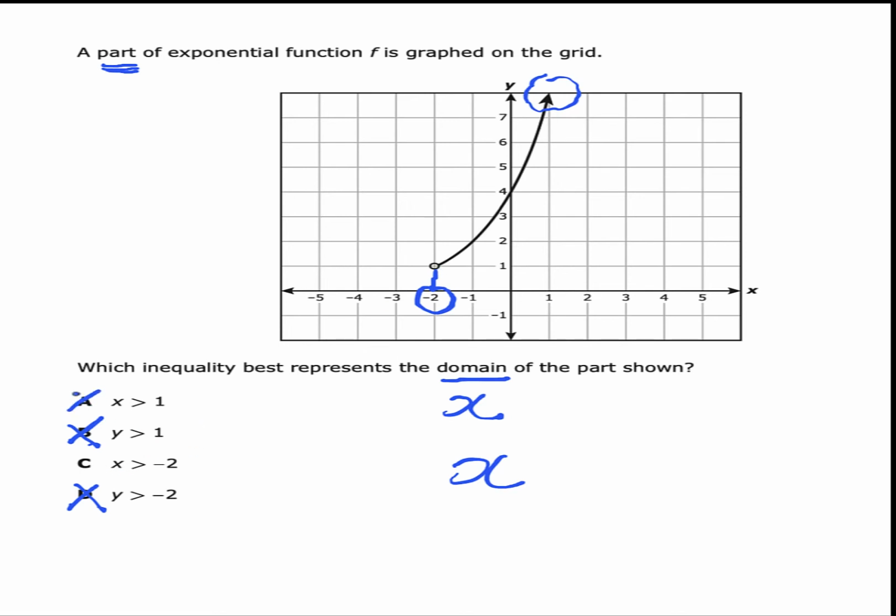Your graph actually starts at -2. So your answer is C. Always remember, look at your line. Your line is going this way. So if you're starting at -2, your next value here is -1, then 0, and then 1. So what is happening? It is increasing. So that's why your inequality symbol would be a greater.